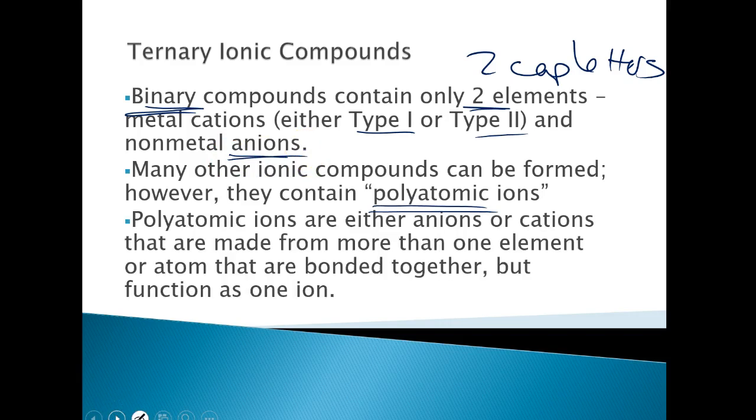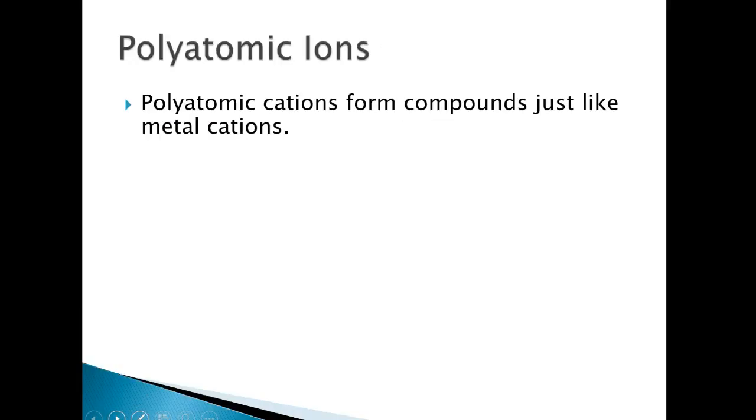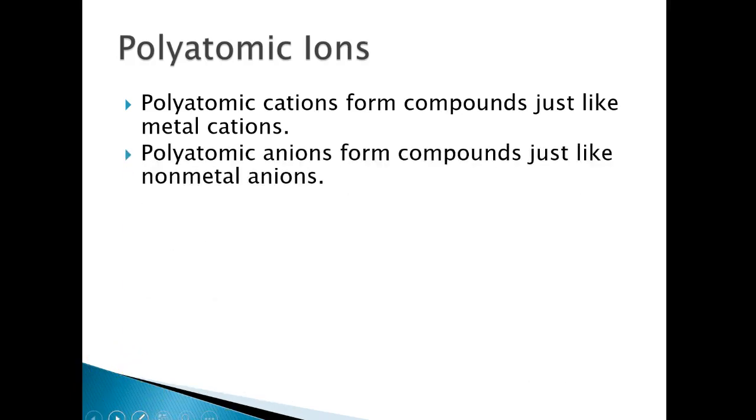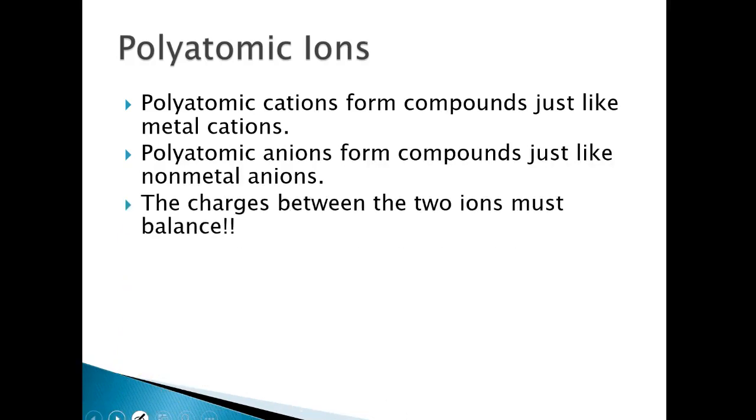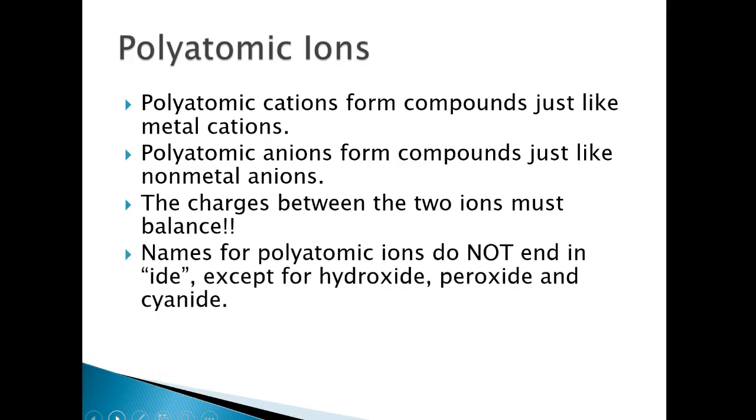So there's a bunch of them. They are either anions or cations. Actually, there's only one cation you need to worry about. They're made from more than one element, but they act like just one atom together. So polyatomic cations form compounds just like metal ones. The only one I know of is ammonium. Polyatomic anions form compounds just like nonmetals do. And the charges have to balance, in other words, drop and swap.